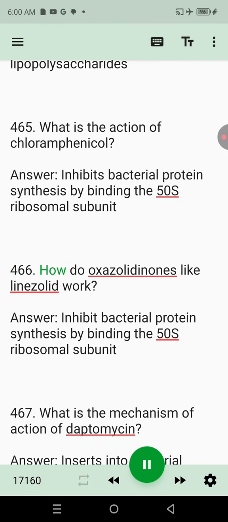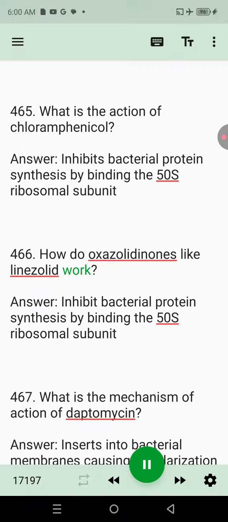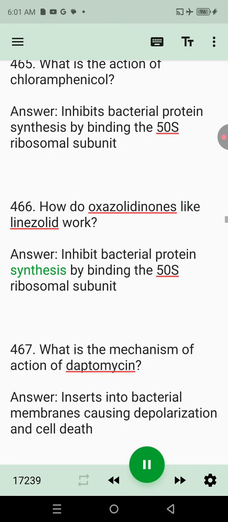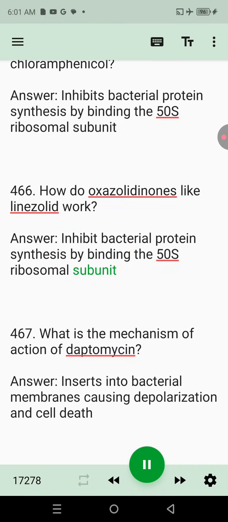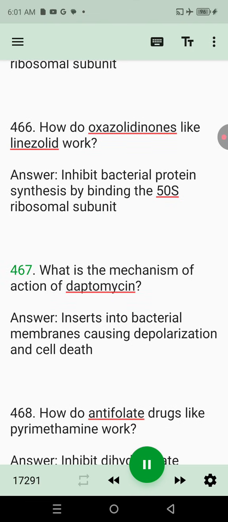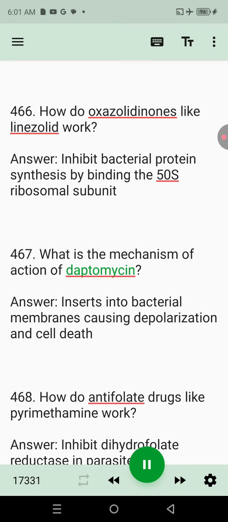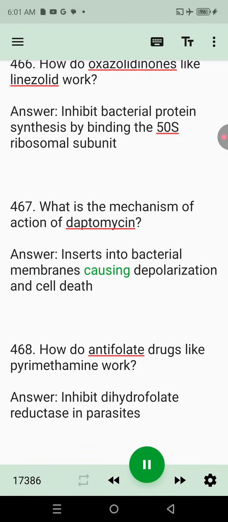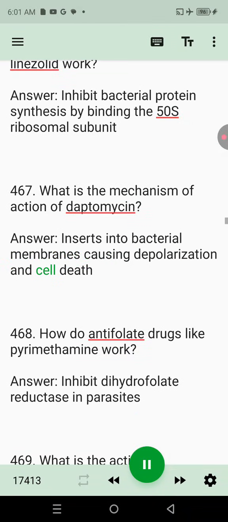466. How do oxazolidinones like linezolid work? Answer: Inhibit bacterial protein synthesis by binding the 50S ribosomal subunit. 467. What is the mechanism of action of daptomycin? Answer: Inserts into bacterial membranes causing depolarization and cell death.